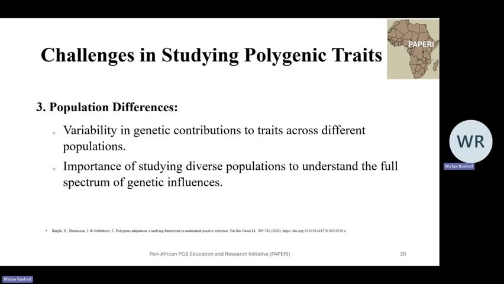And the third one, population differences. There is variability in genetic contributions to traits across different populations. So if you want to study a polygenic trait, it's very important to pay attention to the population that you will use in studying it. The importance of studying diverse populations to understand the full spectrum of genetic influences is very important.